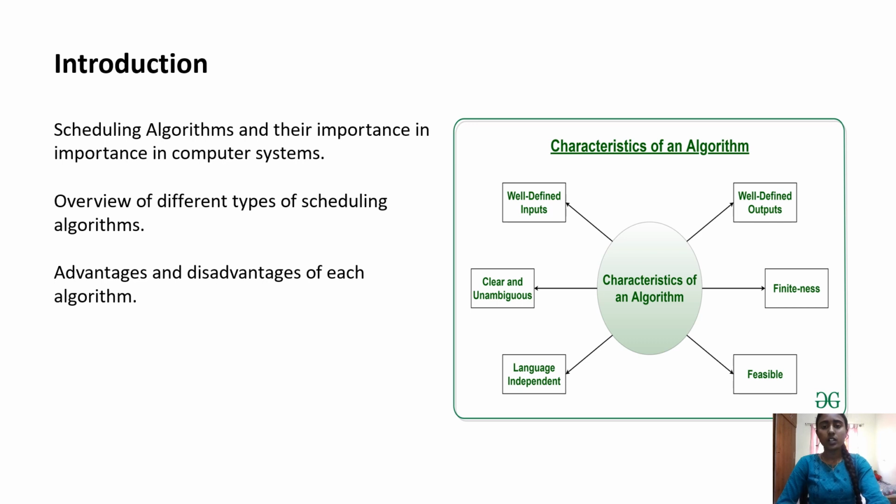Characteristics of an algorithm are well-defined inputs, well-defined outputs, finiteness, feasible, language independent.